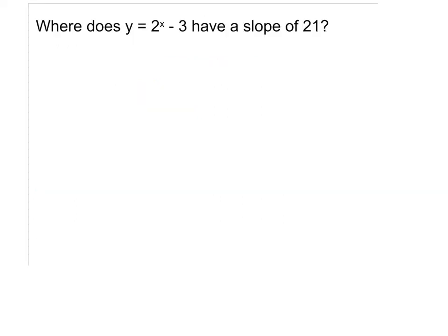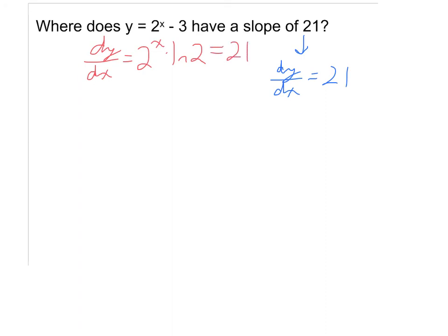So we can use this and start to look at some applications of it, one of which being here: where does the exponential y equals 2 to the x power minus 3 have a slope of 21? Well, this means that we're looking where my derivative is 21. So I need to find dy/dx. Taking the derivative, 2 to the x is an exponential, so the derivative is the exponential, times the natural log of the base, and then the derivative of the power of the exponent is 1, then the derivative of 3 is 0.